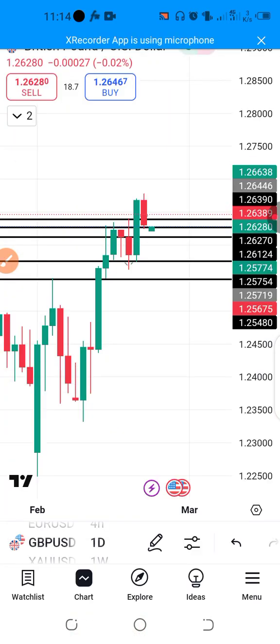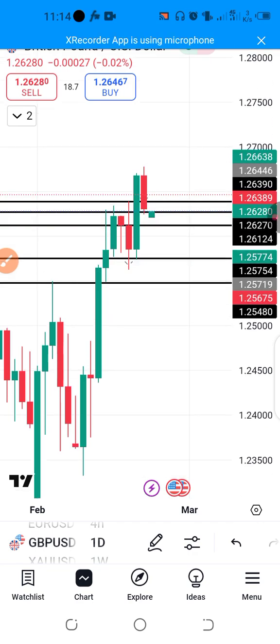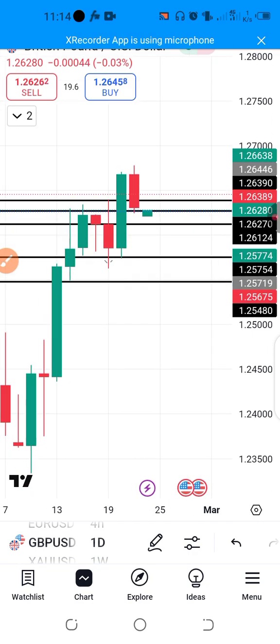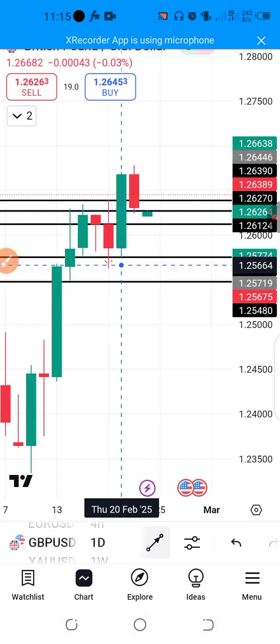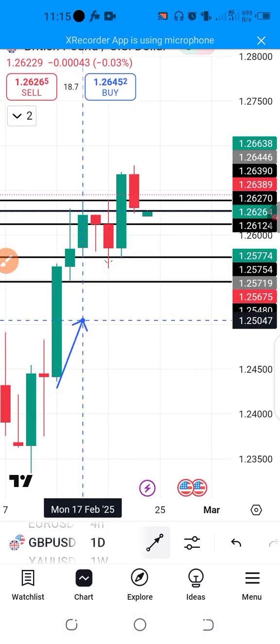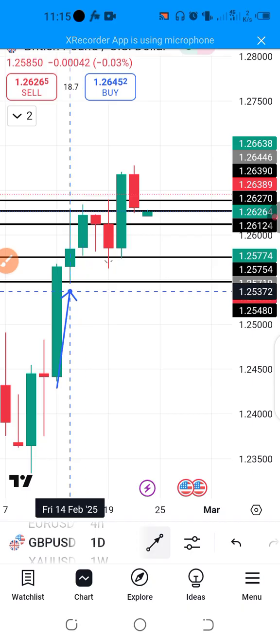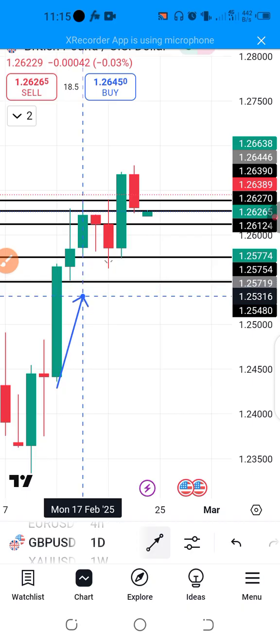Mind you, you always see a lot of lines on my chart, and I think you should get used to it. I have some lines, and my chart is very clean compared to others.